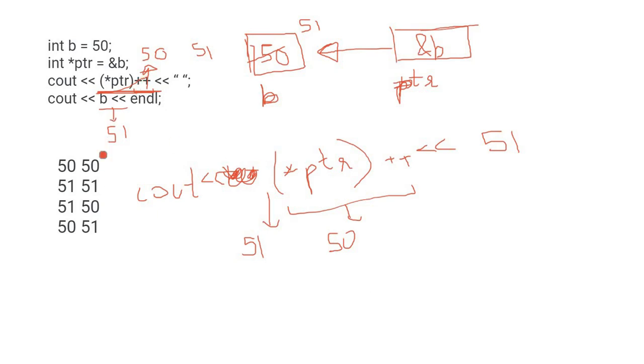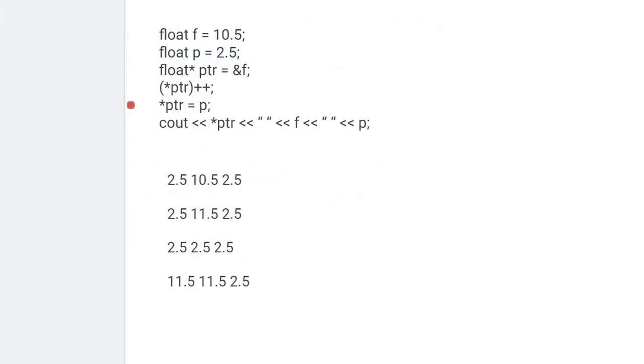So the correct answer is 50, 51, option D. Alright. Moving on. We have to tell the output. In this case, we have two floating numbers, 10.5 and 2.5. ptr is equal to &f, which means ptr is a pointer to f. Now it is incremented by 1, so instead of 10.5, it would be made 11.5.